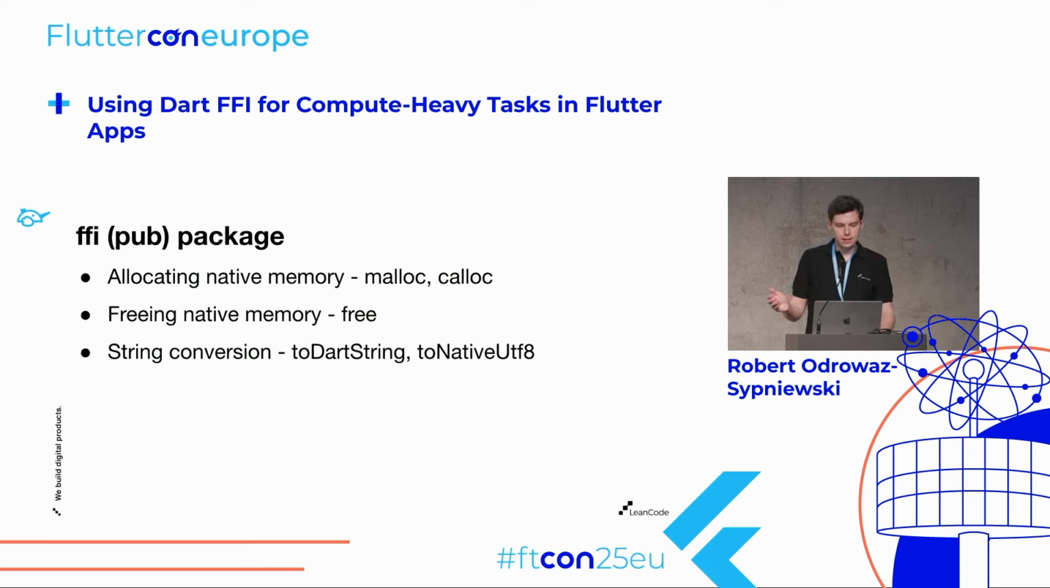Okay. The second package is the FFI package from pub, and it gives us a couple of convenience methods: malloc, calloc, and free, methods for allocating native memory, and methods for converting between Dart strings and native strings, because in the native world, a string is just an array of characters with a terminator at the end. In the Dart world, it's obviously more complicated, so we need to convert between those two.